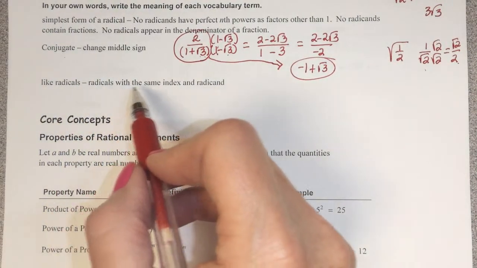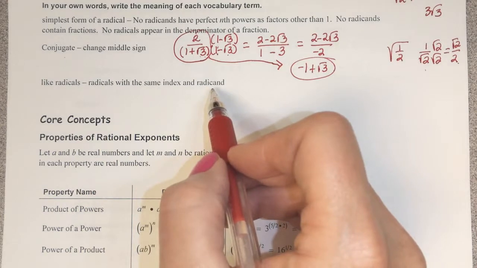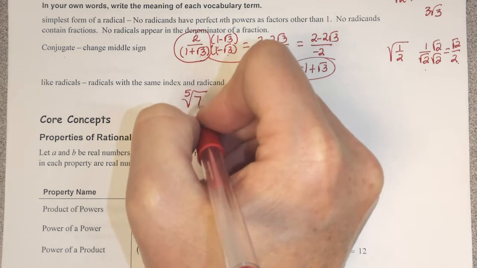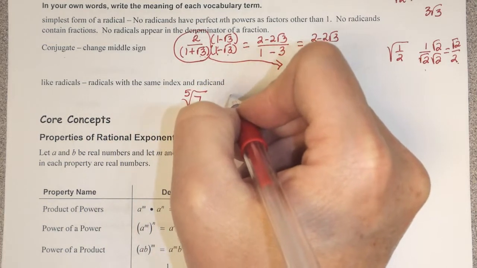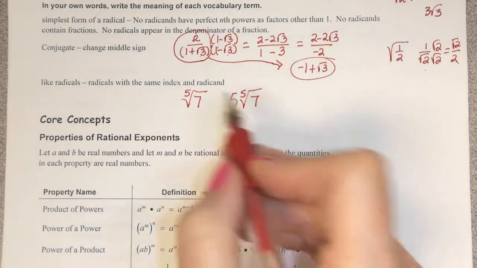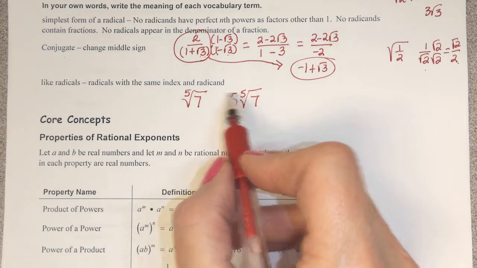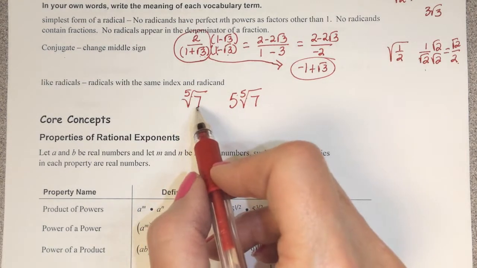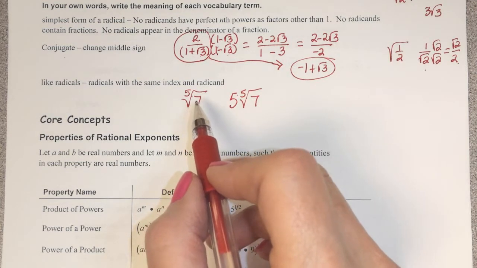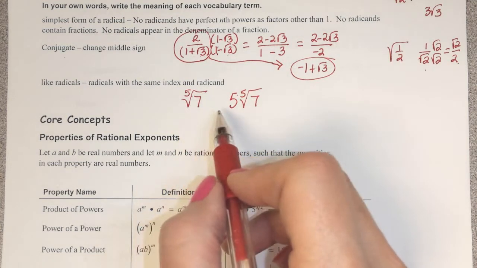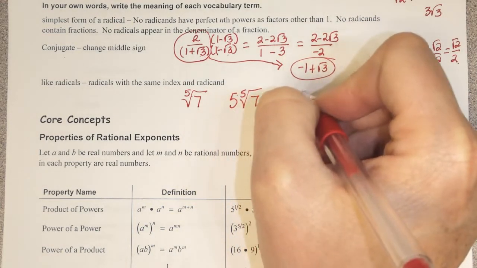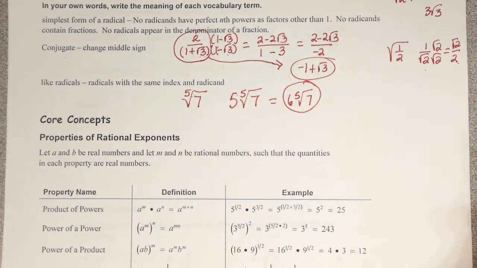Like radicals are radicals with the same index and the same radicand. So what we're talking about here would be if I have the fifth root of 7, and let's say I have 5 times the fifth root of 7. Well, these would have the same index. The index is the 5, and the radicand is 7. So because these are like radicals, I would now be able to add them. What would I get if I added them? 6 fifth root of 7 would be what I get if I add them.